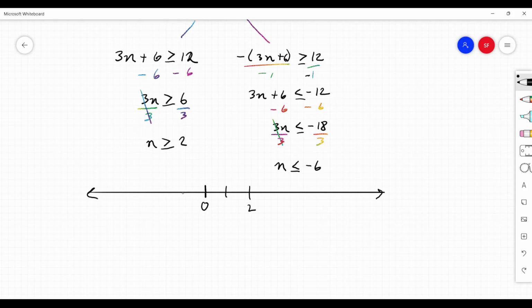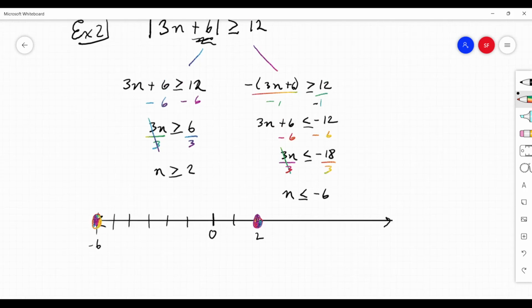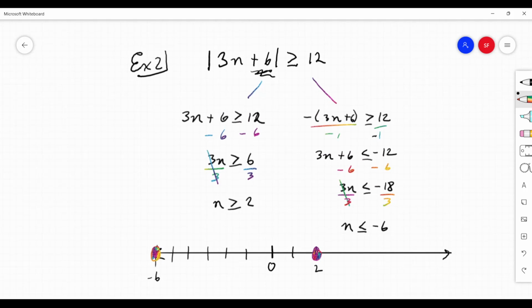We're going to do filled in circles. If I put a -7 in here, -7 times 3 is -21. -21 plus 6 is -15. Absolute value of -15 is 15. So this interval works, right?